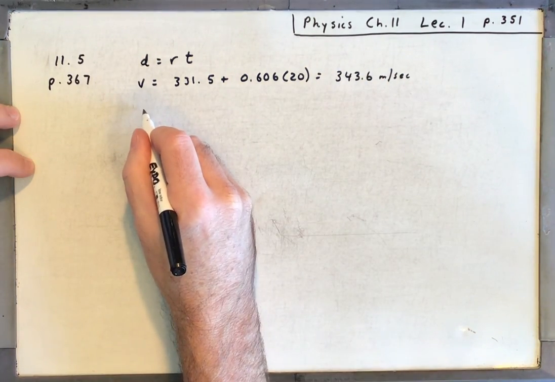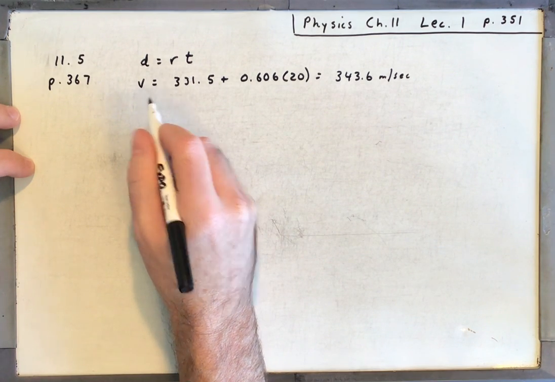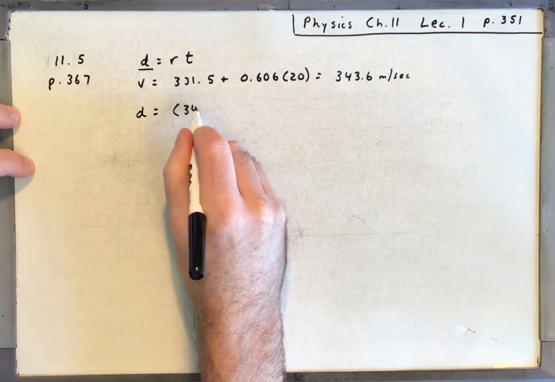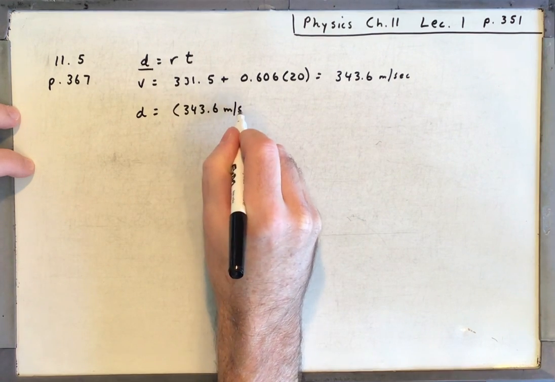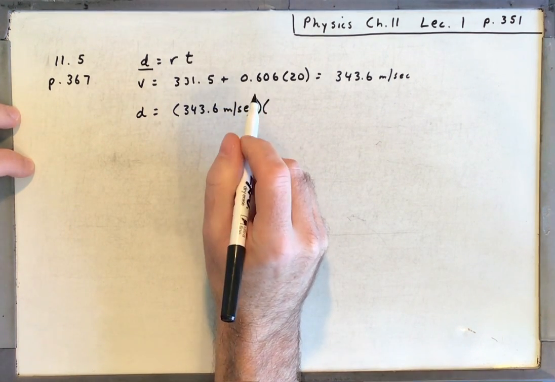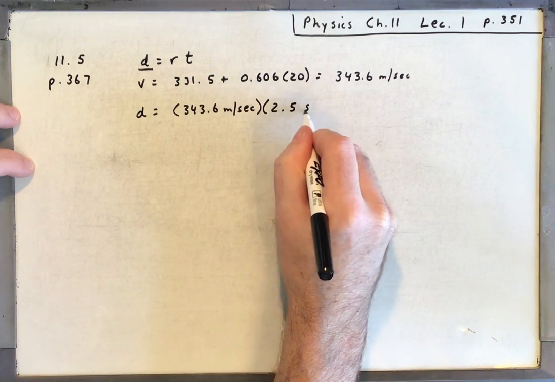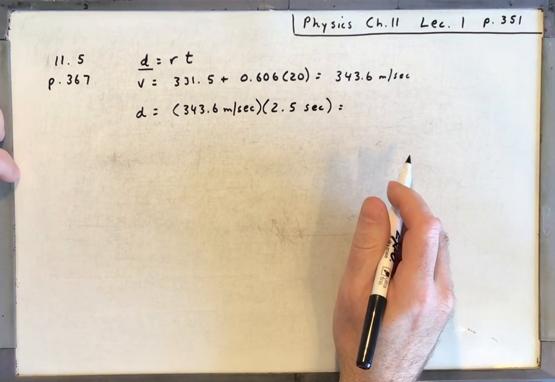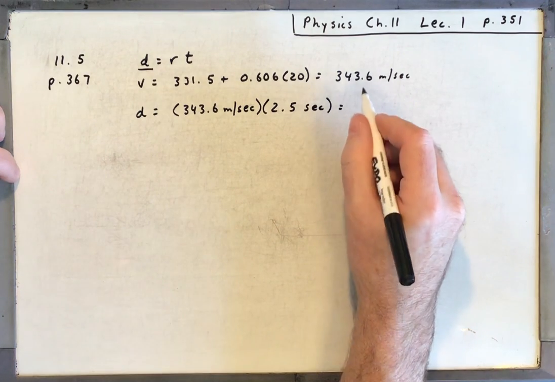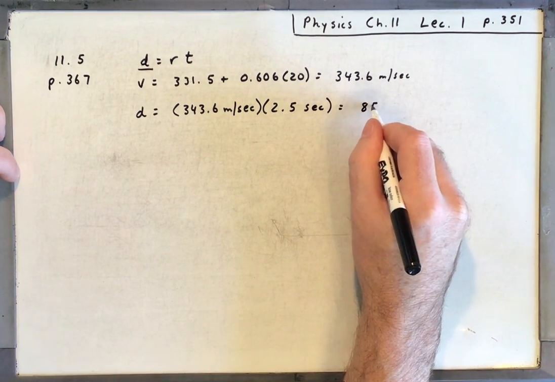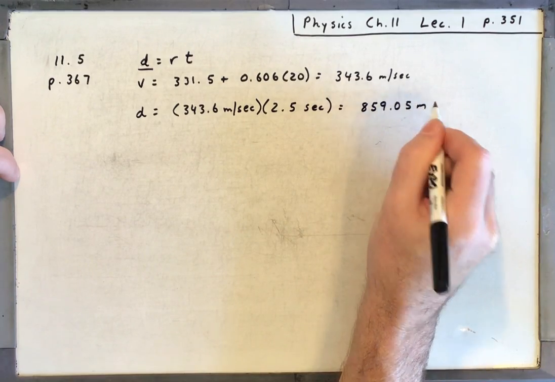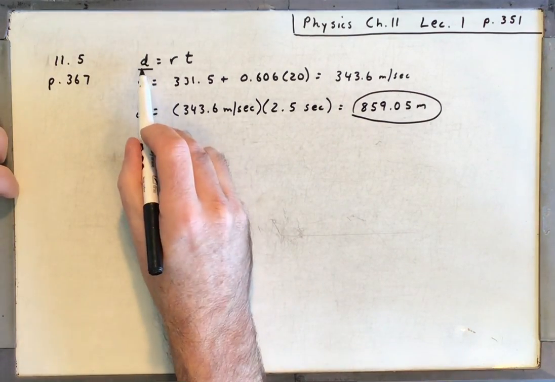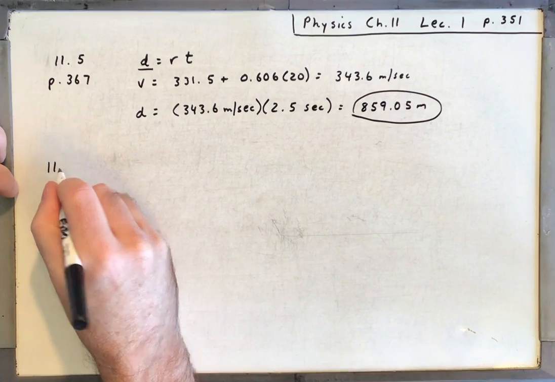All right, so we're wanting to know how far away, so we want to know the distance. Distance is going to be the velocity or the rate, 343.6, times the time. The time in the problem is 2.5 seconds. So this is your basic velocity equation from chapter 1. And that's going to be 859.05 meters. Of course, we use delta x, but I'm kind of putting some pre-cal into this lecture because it's so easy to remember that distance equals rate times time equation.